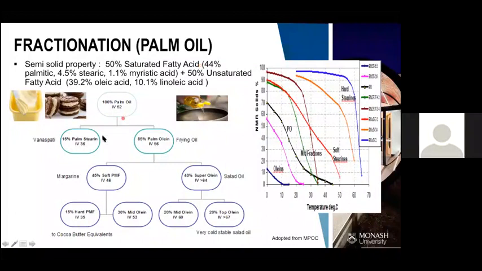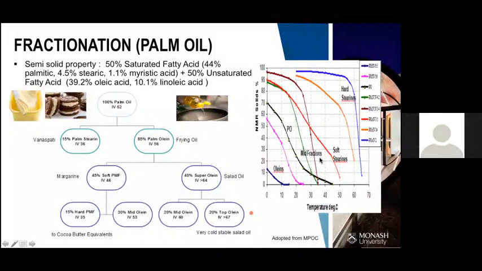From palm oil, we can fractionate a hard stearin that can be used to produce vanaspati, and a liquid palm olein that is mainly used for frying oil. The oil that you see in the market that is used for cooking is known as palm olein. Further to that, we can double fractionate the palm oil and produce various types of fractions that can be incorporated into margarine, butter equivalent, as well as salad oil or a very cold-state salad oil, which will still remain liquid even though we store it refrigerated.